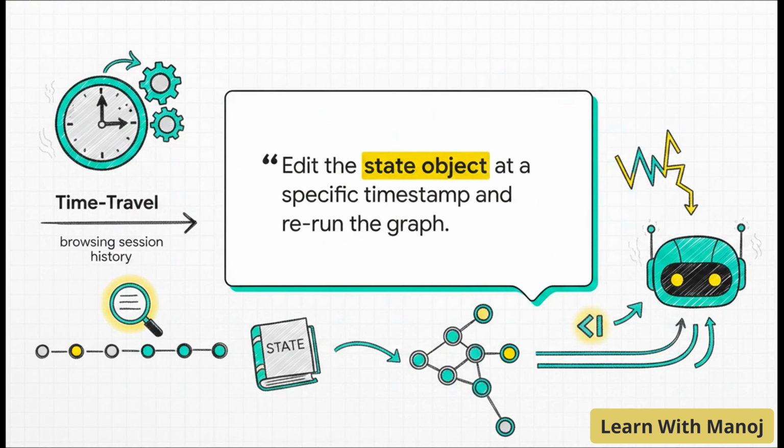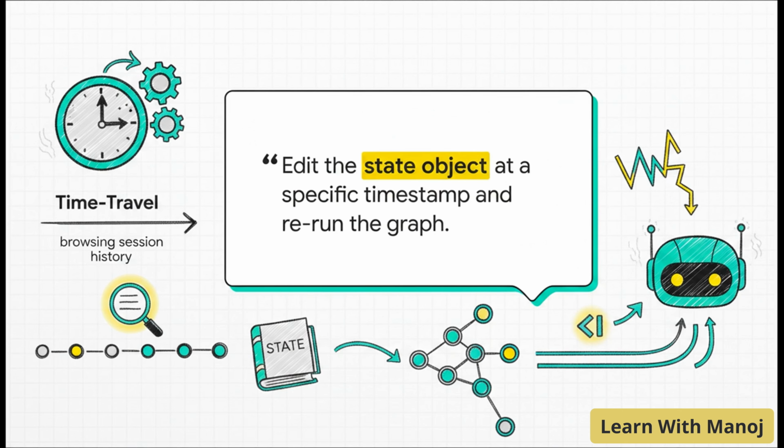I want to leave you with this final, honestly mind-bending concept about state management: time travel. Because our state is observable, append-only, and checkpointed, human intervention is totally revolutionized. A developer can literally browse a session history, find the exact moment an AI took a wrong turn, edit the state object at that specific timestamp, and just rerun the graph right from that point. We effectively have the power to rewind an AI's memory and rewrite its future. It fundamentally changes how we debug these systems.